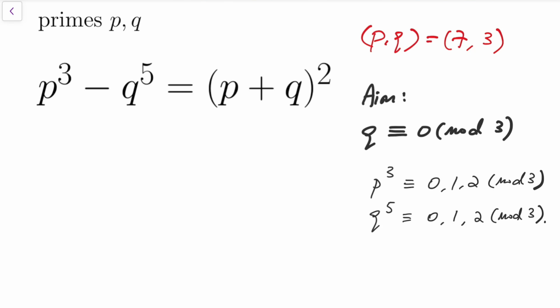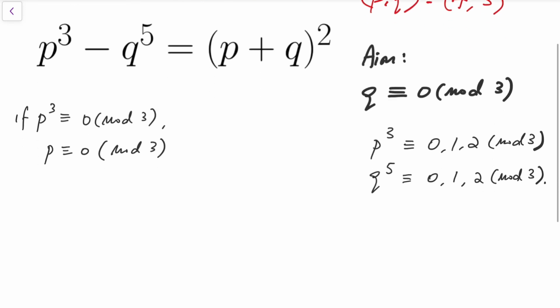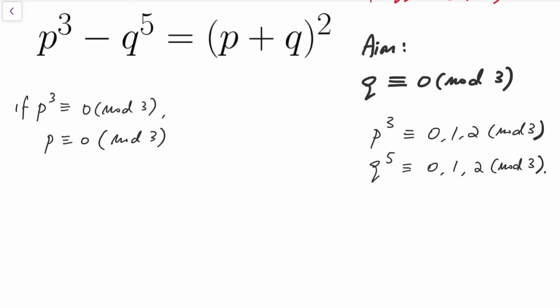Now let's take a look at that case by case. Say when p cubed is congruent to 0 mod 3, now that means p itself is a multiple of 3, and since it's a prime, that means p has to be equal to 3.